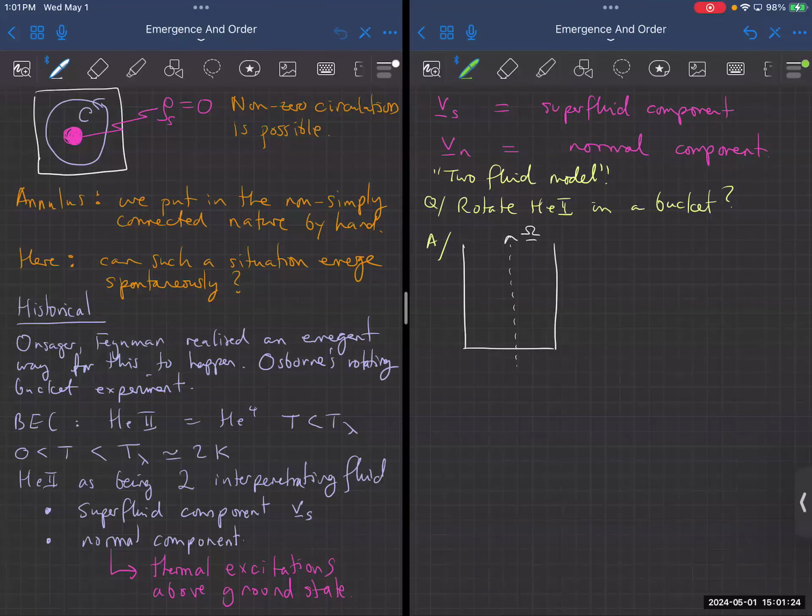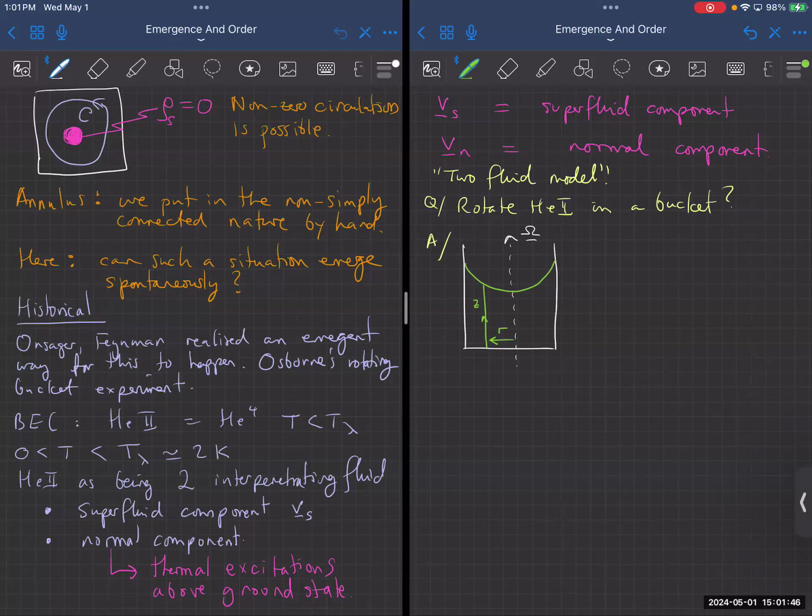It's going to do that. You're going to form a meniscus. What shape is the meniscus going to be? Parabola. Very good. So we can say that this is the height, Z, as a function of, say, the radius from the center.